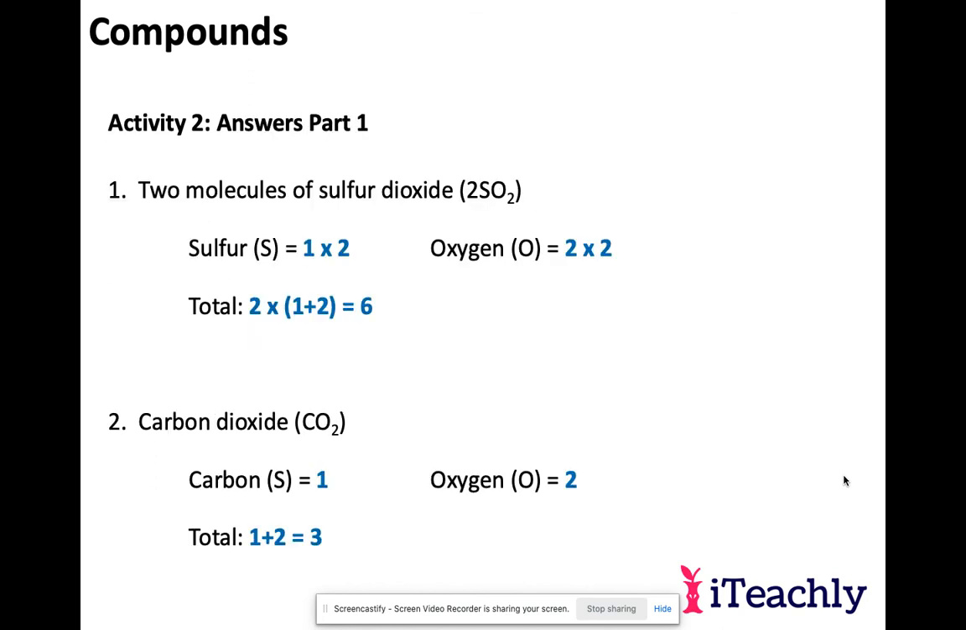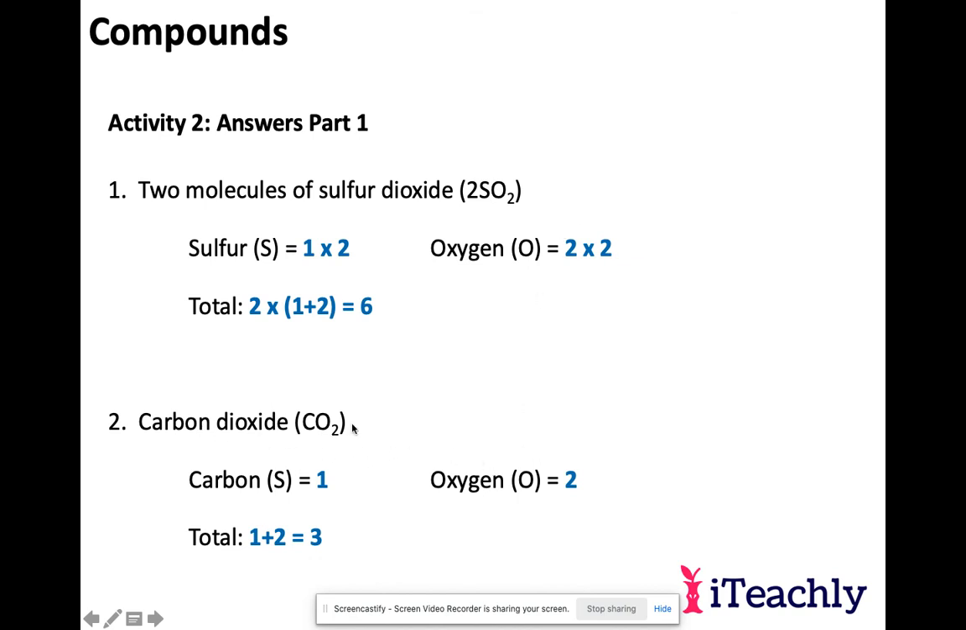So here's your answers to the first 2. Let's walk through this. So sulfur, remember there is a subscript of 1. So 1 times 2 equals 2 sulfurs. Then oxygen, there is a subscript of 2 times the coefficient of 2. So 2 times 2 is 4. So I have 2 times 1 plus 2 equals a total of 6, right? So 2 sulfurs, 4 oxygens.